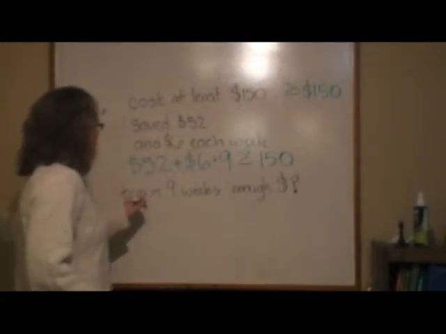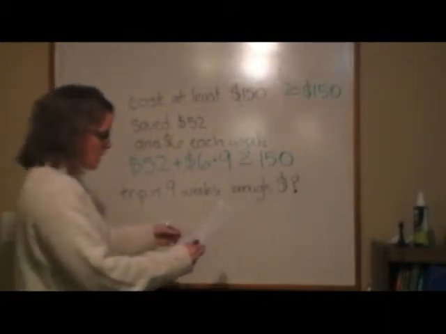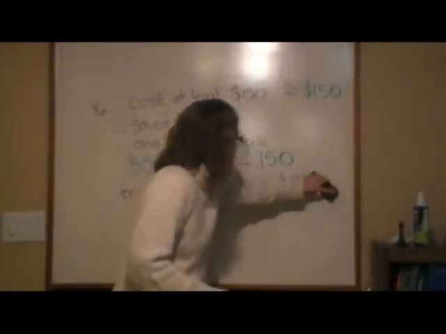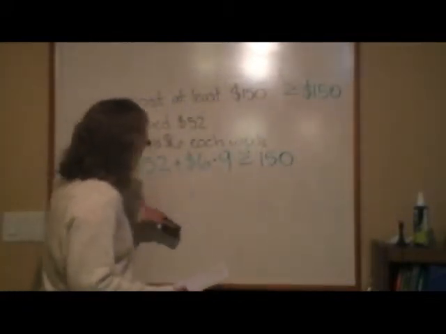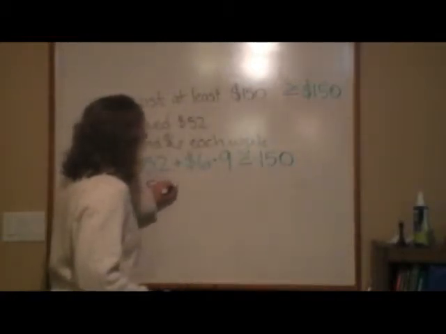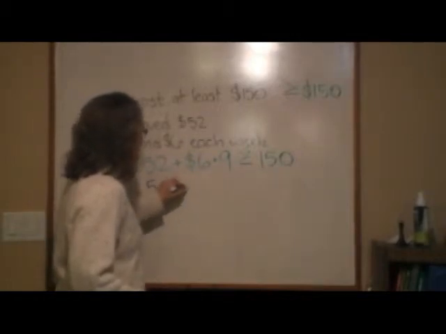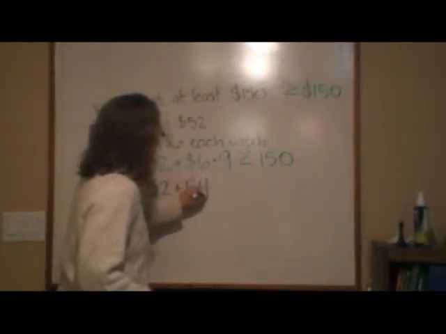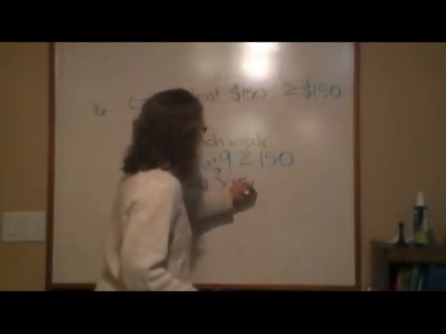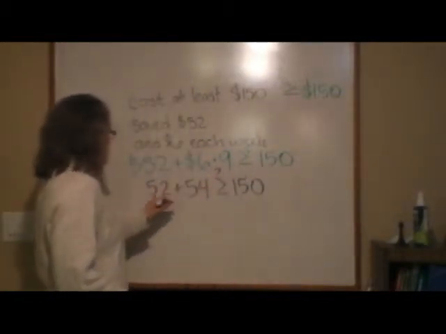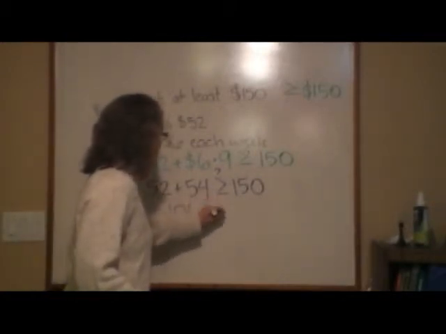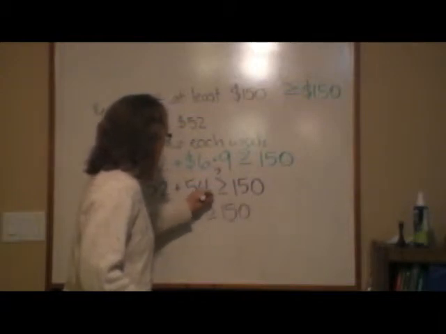And I'm going to do that down here because, let's see. Oh, it says solve the inequality. Actually, I don't need this bottom one. So let's just solve the inequality here. So I have $52 plus 6 times 9 is 54. Is that greater or equal to $150? Well, 52 plus 54 is going to give me 106. Is that greater than or equal to $150?